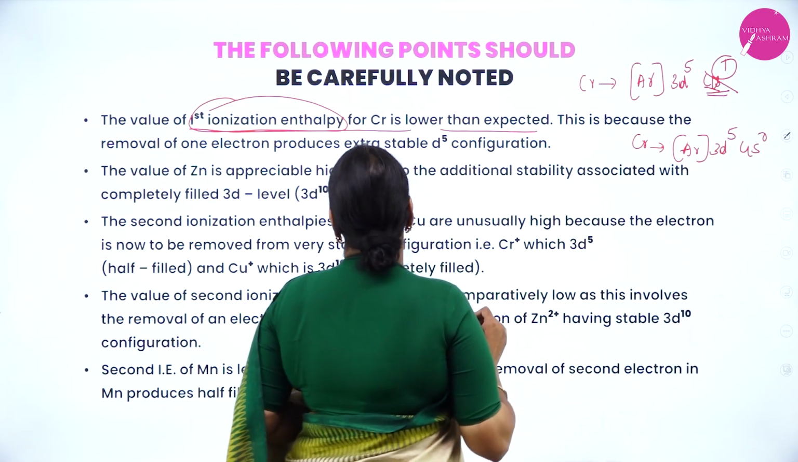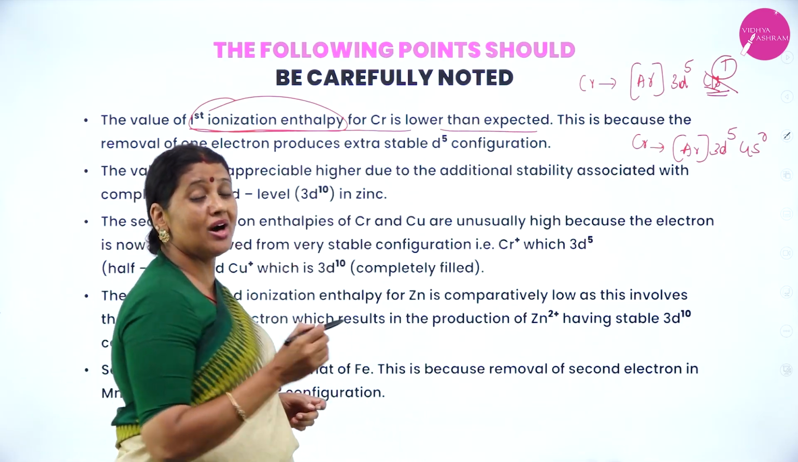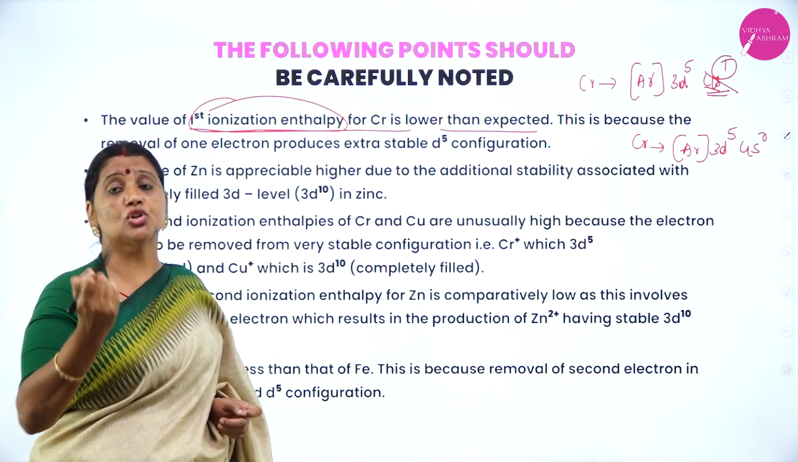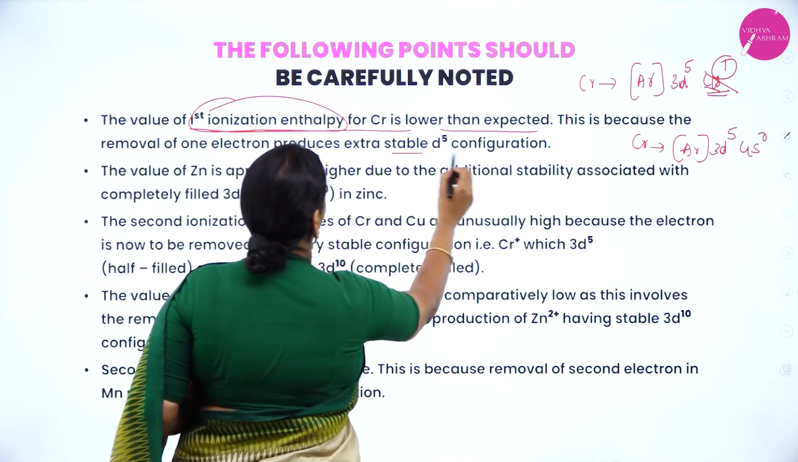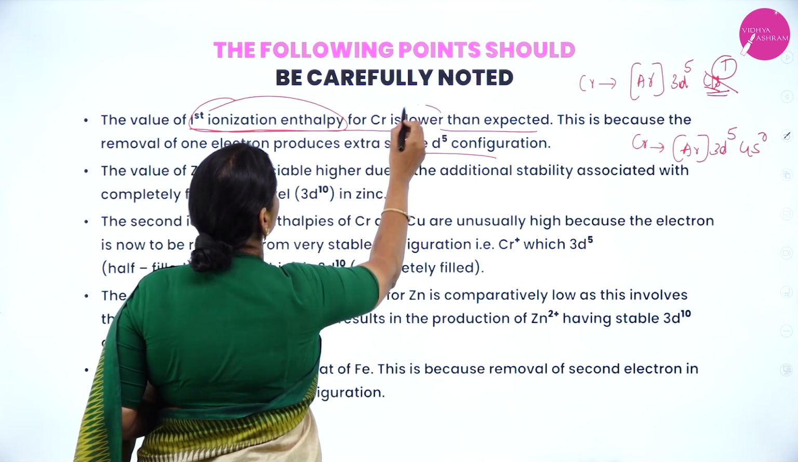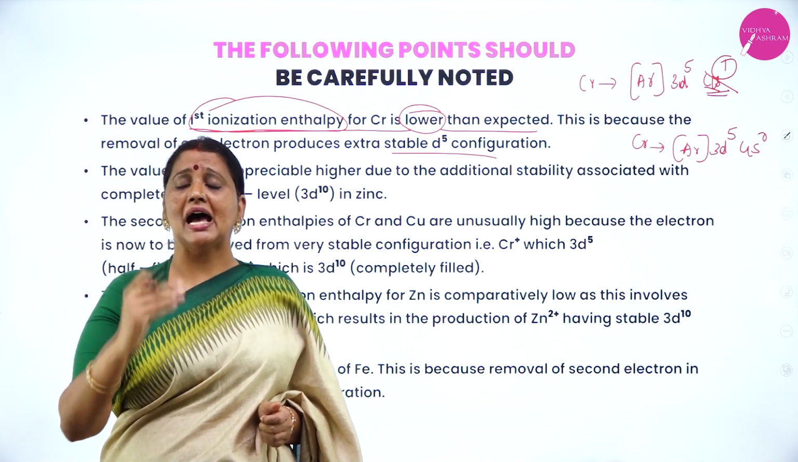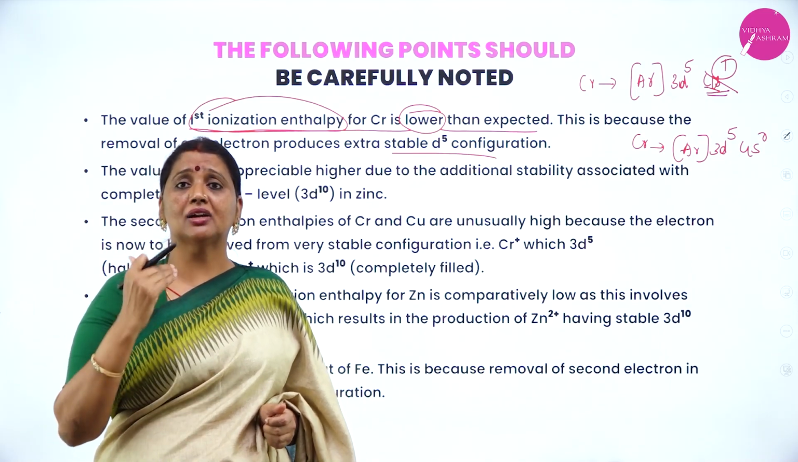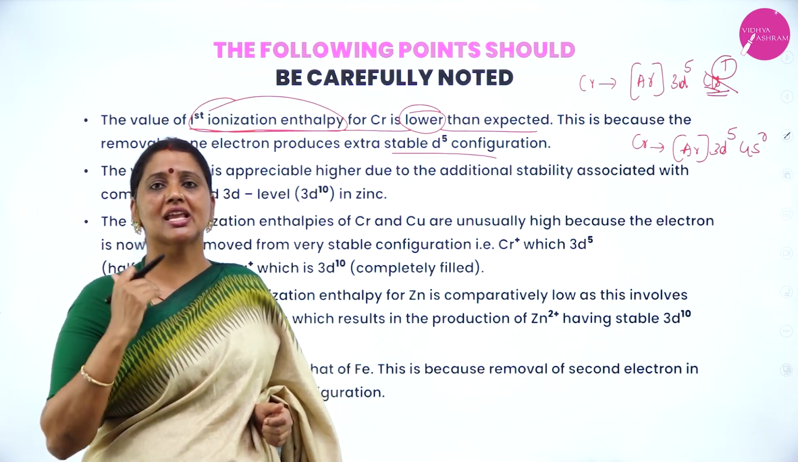Ar 4s0 3d5. The first ionization enthalpy of chromium is low because, as you remove one electron from chromium, it attains a 3d5 electronic configuration. This is a stable configuration and it gains extra stability. Therefore, its first ionization enthalpy is low. After removal of one electron from chromium, it attains 3d5 configuration, gains extra stability, and therefore its ionization energy becomes low.